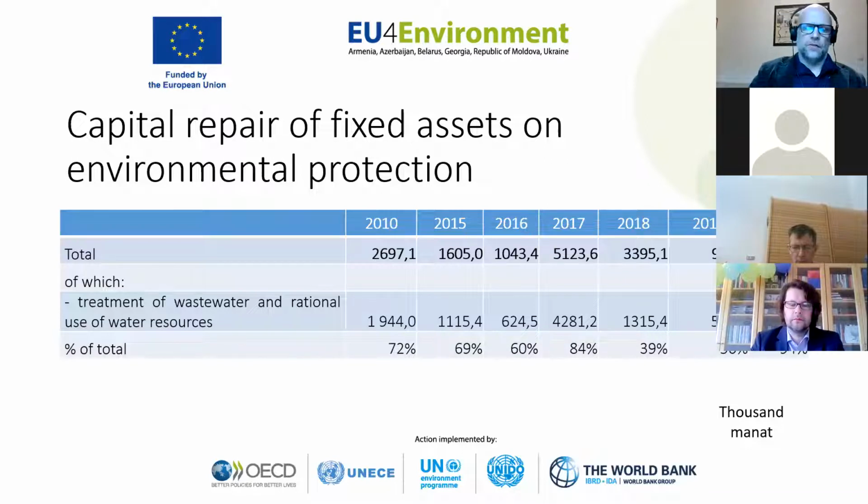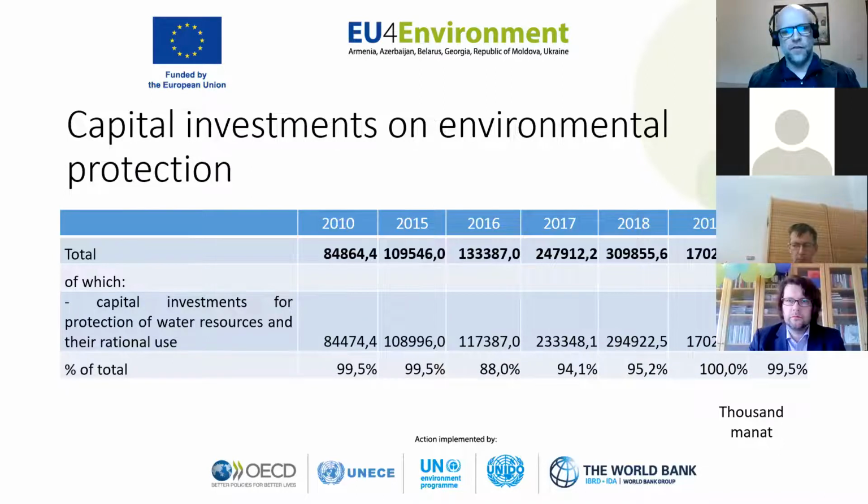You can see that the capital repairs that have occurred on water and wastewater infrastructure have not been too significant. These are in 1,000 manat, so it's around €1 million per year that has been invested. On the other hand, capital investments in environmental protection, which includes water resources infrastructure, are around 84 million manat, which is about 45 million euros.